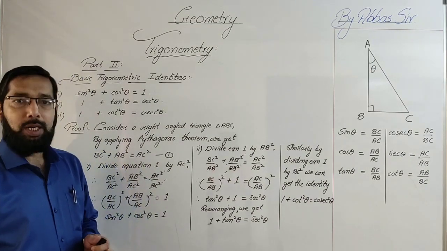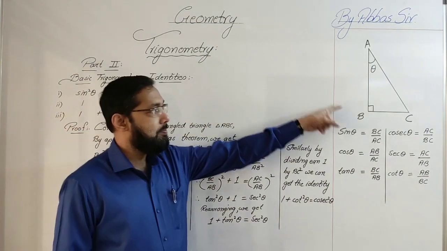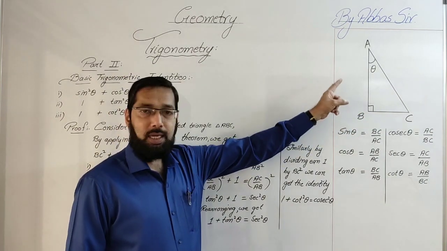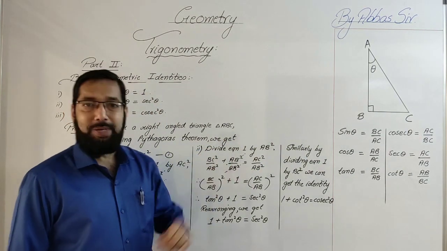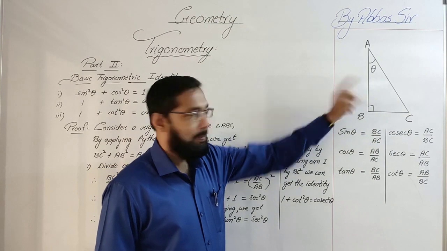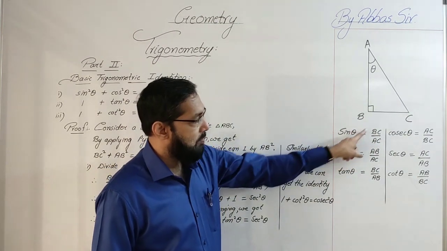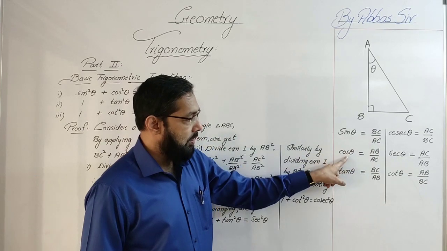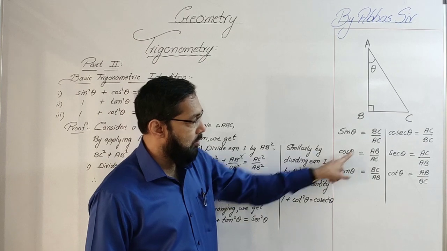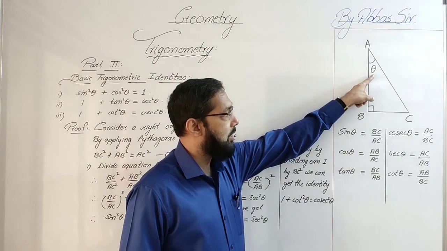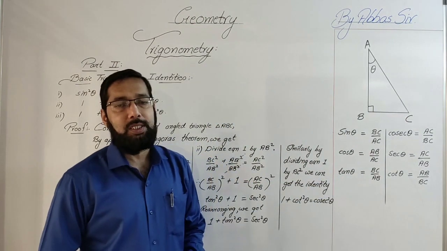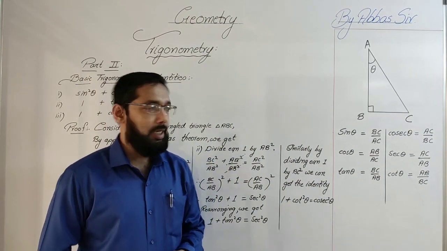First of all, we require a right angle triangle ABC, where again we have taken angle B as 90 degree and angle A as theta. Now from our basic definitions, we know that sin theta is equal to opposite side upon hypotenuse. So accordingly, sin theta is BC upon AC, cos theta is adjacent side upon hypotenuse. Accordingly, cos theta is equal to AB upon AC because the side adjacent to angle theta is AB, and tan theta is equal to BC upon AB, which is opposite side upon adjacent side.